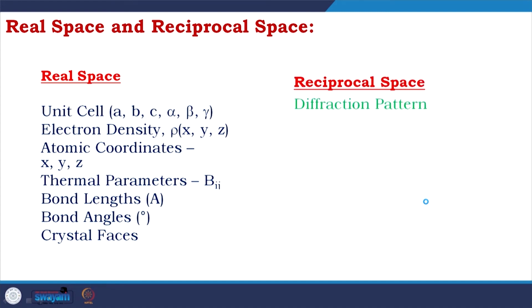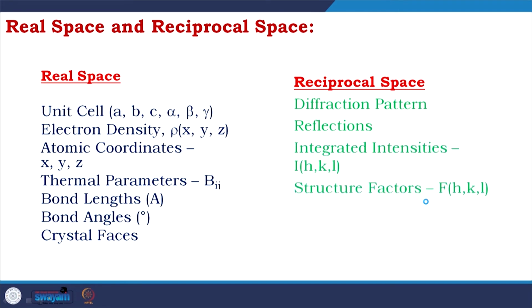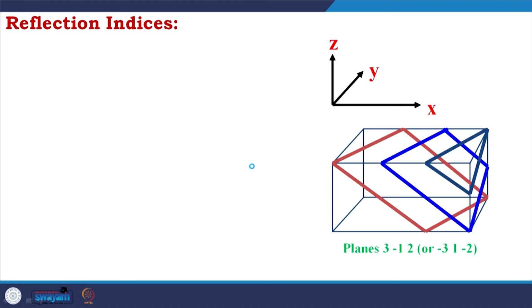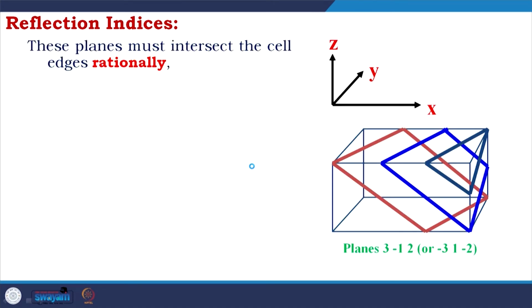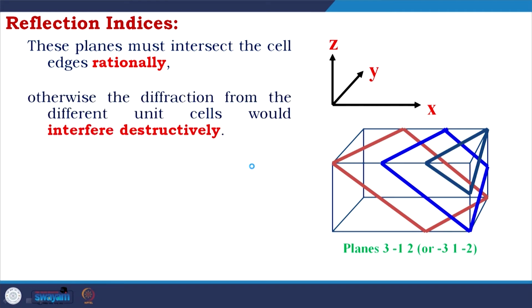In the reciprocal space, we get the diffraction pattern, we get the reflections, we get integrated intensities, where HKL is the reciprocal space index and I is the intensity, and the structure factor, which is F HKL, and the phase, which is alpha HKL. So, these planes must intersect the cell edge rationally, that is the reason we are talking about it. Otherwise, the diffraction from the different unit cells would interfere destructively, that is the condition.